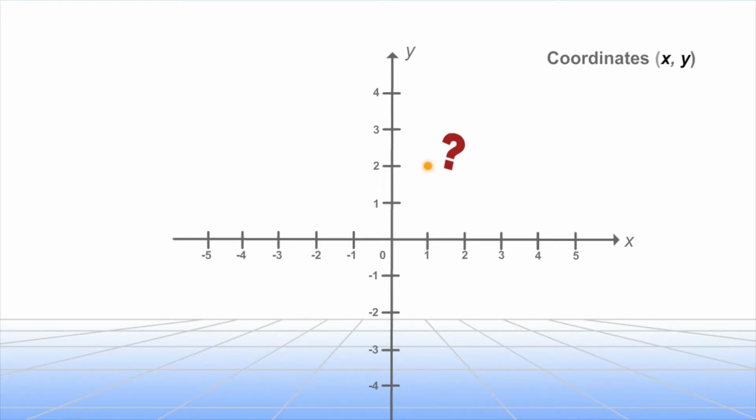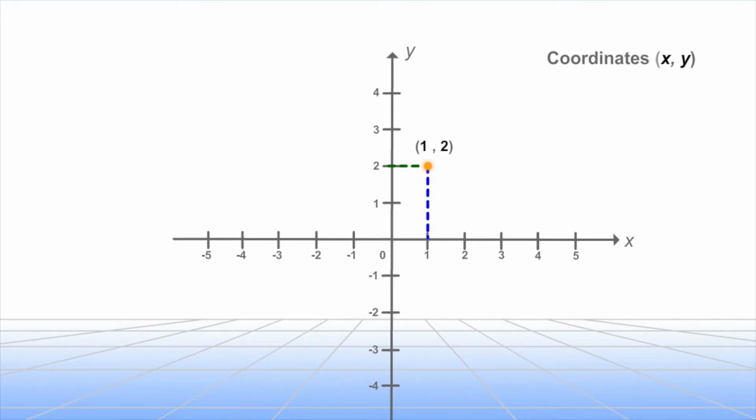To read the x coordinate, we drop a vertical dotted line from the point down to the x-axis. You can see that the x coordinate is 1. To read the y coordinate, we draw a horizontal dotted line from the point to the y-axis. We can see that the y coordinate is 2. Hence, the coordinates of the point are 1, 2. We will always specify the x coordinate first, followed by the y coordinate.